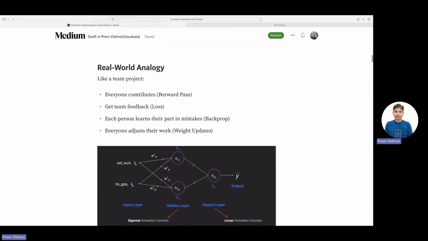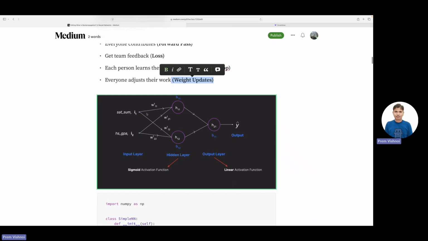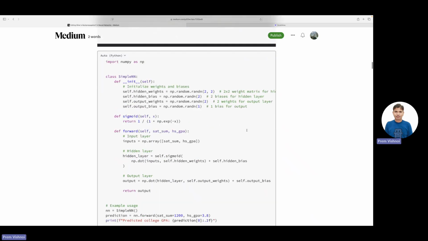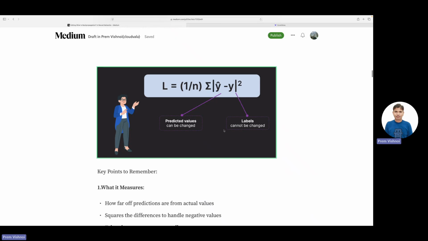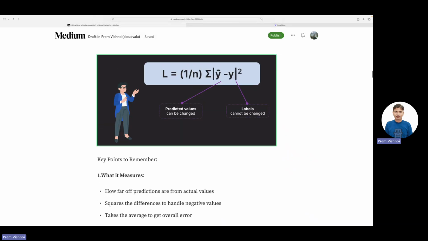Everyone contributes to the forward process and gives the team feedback. Loss: each person learns their part of the mistake. This is backward propagation. Everyone adjusts their weight with these weight updates. This is how it works. This is an example I gave, but you can go through this one. And this measures the error.